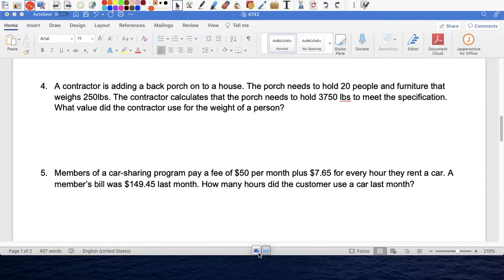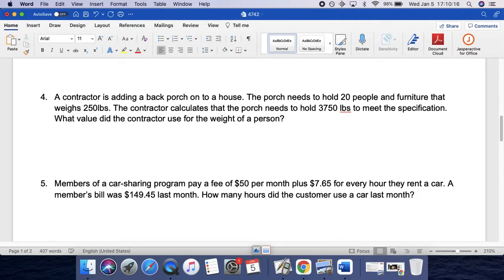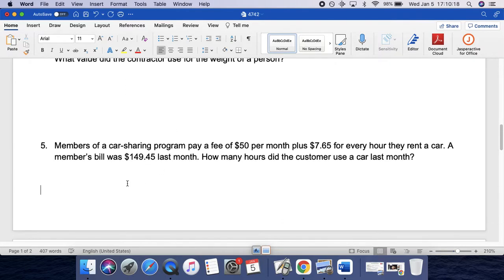Contractor, he's doing something. Contracting. Hang on a second, I'm making myself some room here. All right.